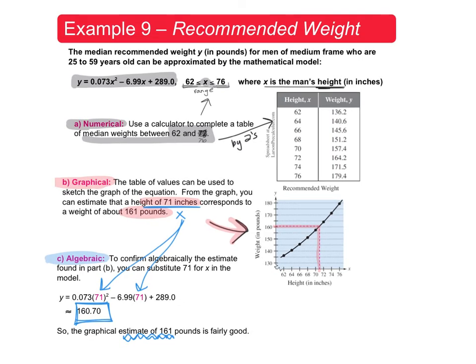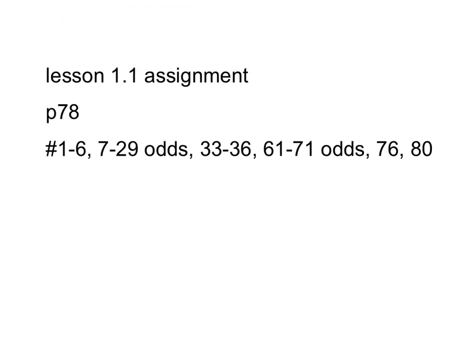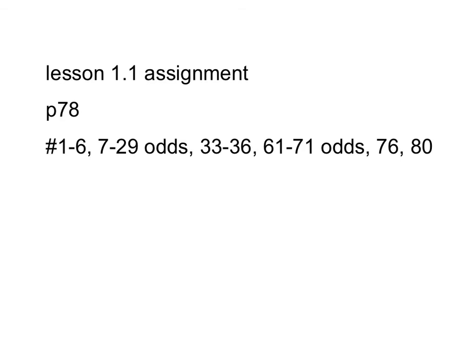So that concludes our notes for lesson 6.1. So here's your assignment on page 78. Just make sure you copy it down correctly. You're doing 1 through 6, all of them, 7 through 29, only the odds, 33 to 36, 61 to 71, only the odds, and then a couple applications, 76 and 80.